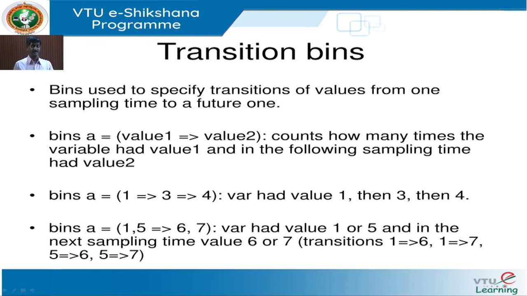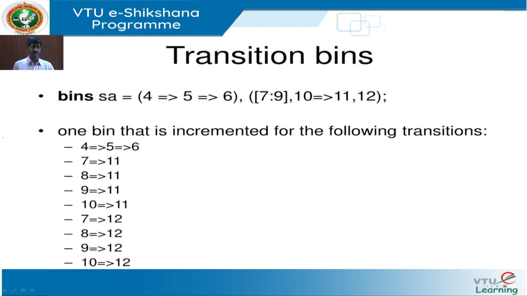So bins A 1, 5 takes the transition value 6 to 7. So the variable had a value 1 to 5, and in the next sampling time the value will be 6 and 7. The transitions between 1 to 6 and 1 to 7, similarly 5 to 6 and 5 to 7, need to be considered in the next sampling time period. So that is a transition bin. This is a simple example for transition bins.